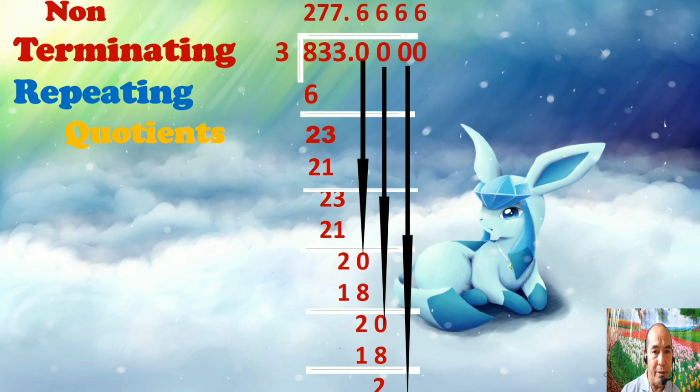Since the digits are being repeated, we call this a repeating quotient. So this is how non-terminating and repeating quotient is being related.